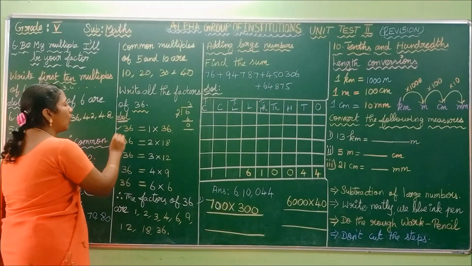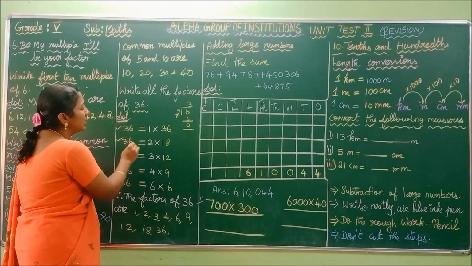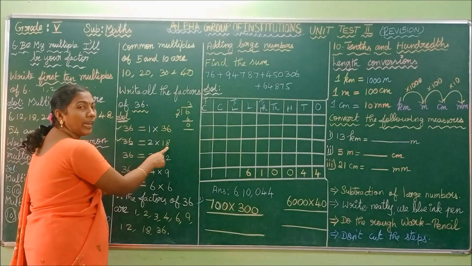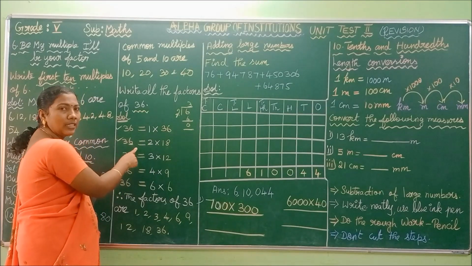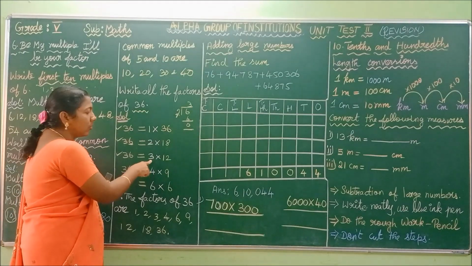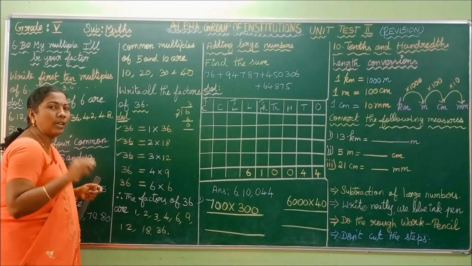This is the first step common to all the sums of finding factors. The next step is to check whether it can be written as a multiple of 2. It is an even number, so you can write it as a multiple of 2. Thus 2 into 18, you get the answer 36. Similarly you can also write 36 as a multiple of 3. So 3 into 12. But 36 ends with 6, so it is not a multiple of 5.